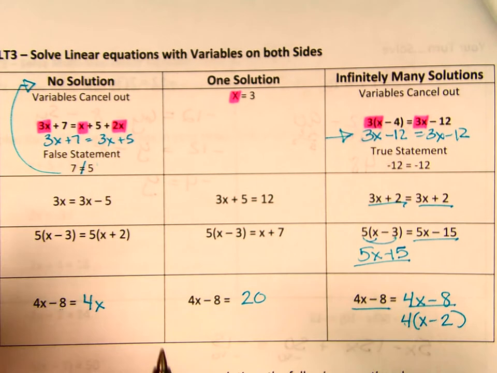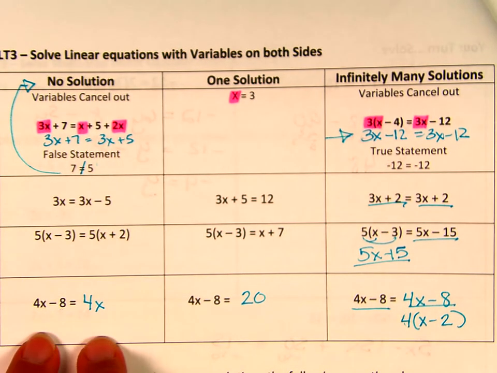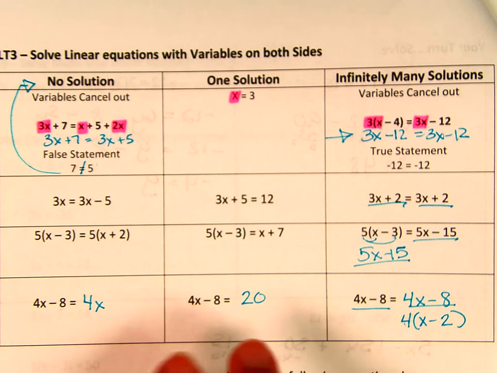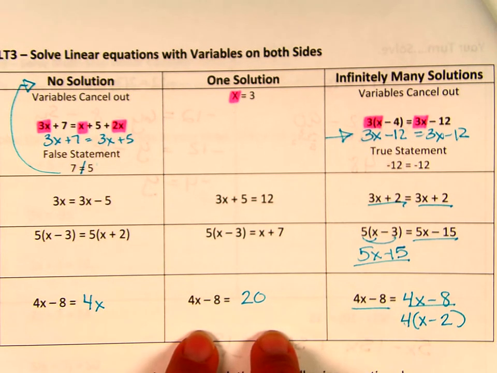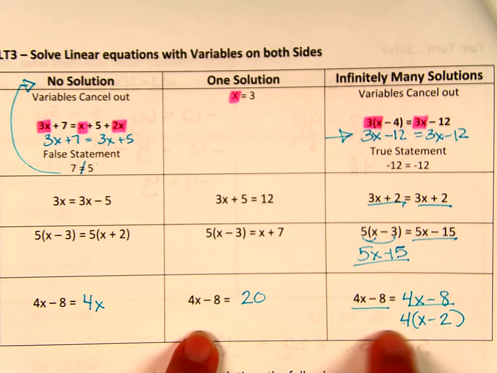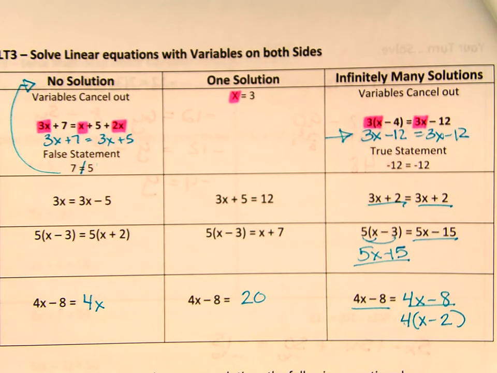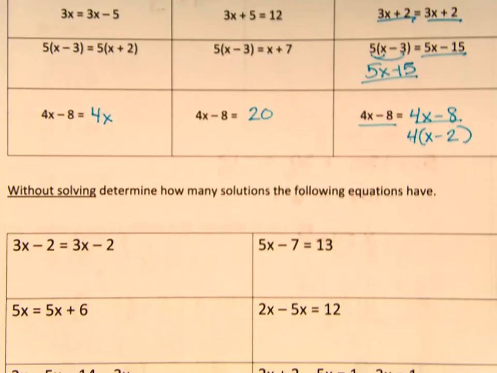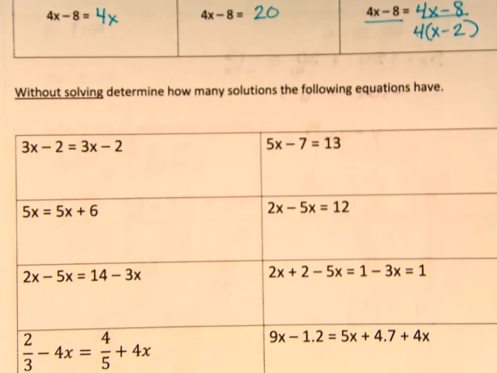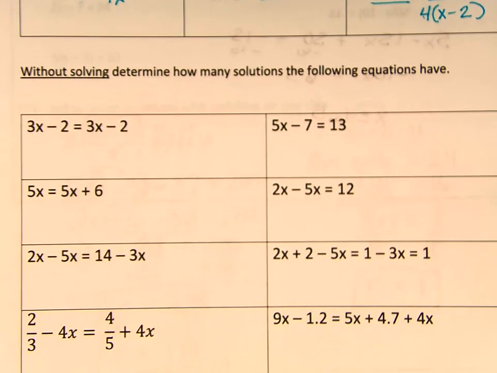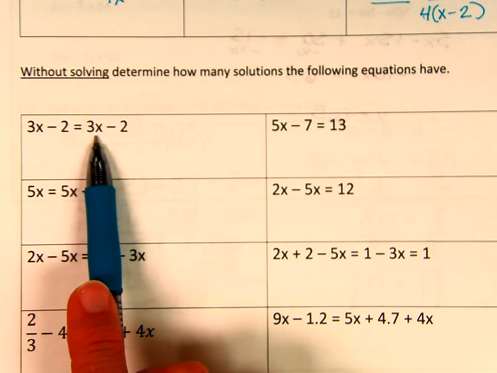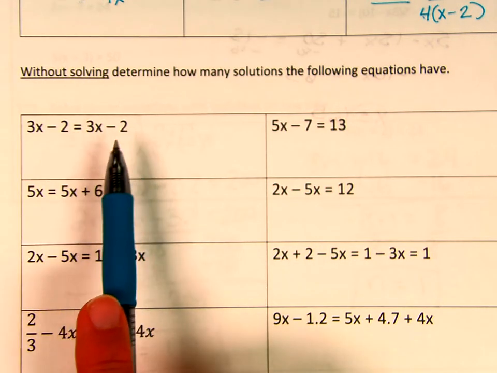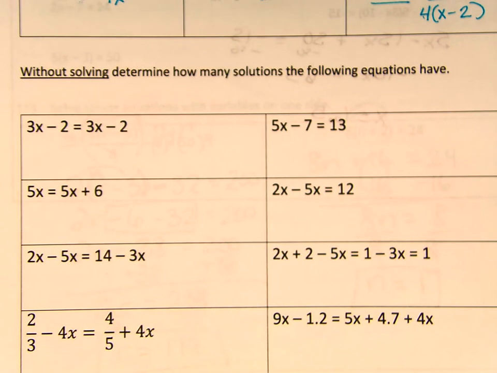Okay? So for no solution, variables are exactly the same, numbers are different. For one solution, you can't have the same variable on both sides. And for infinitely many, exactly the same variables and constants on both sides. So part of your job is going to be to fill this out without solving. That means we're just noticing and wondering. We're looking and saying, oh, 3x and 3x, minus 2 and minus 2. That's exactly the same. I wonder which one that is.